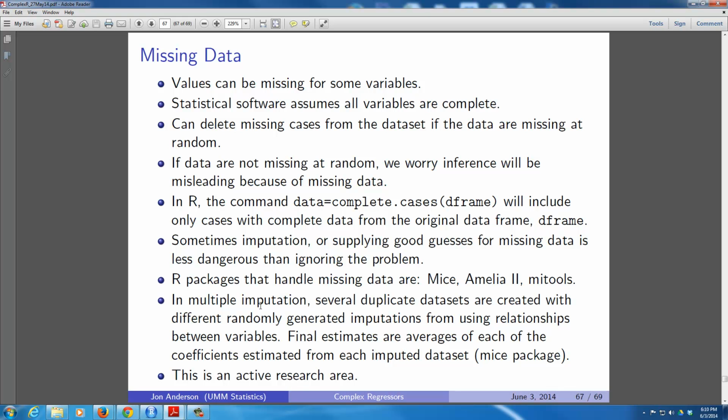Basically the strategy when you do imputation or multiple imputation is that you make about 5 duplicate data sets, all with different randomly, intelligently placed guesses for the missing values. The final results are an average of the analyses of your 5 artificially created data sets. This is a real active research area, so please always consult online for the current advice about how to do this.